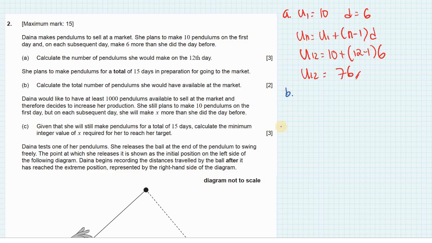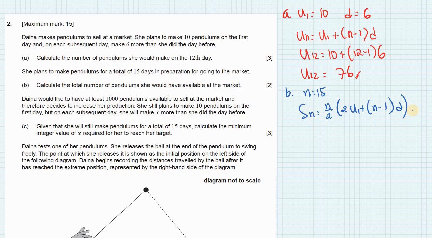Question B. Calculate the total number of pendulums she would have available at the market. She plans to make pendulums for a total of 15 days, so n equals 15. We want the total, which is Sn. The formula for Sn is n divided by 2 times 2 times U1 plus n minus 1 times the difference.